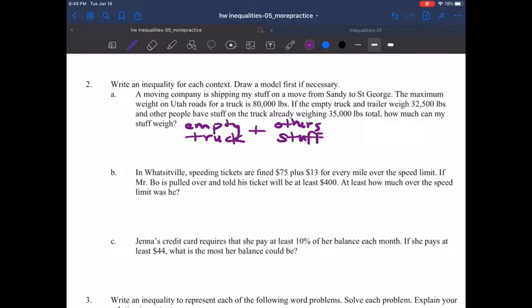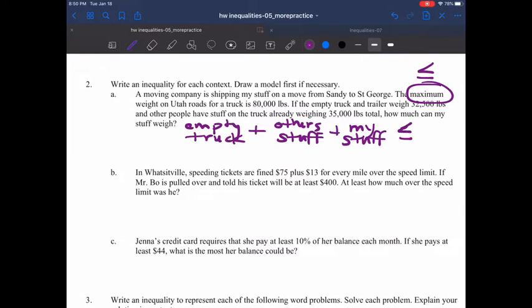And that's already on the truck. And then I have my stuff that I'm going to pack. And all of that has to be, let's see, we have a maximum of 80,000 pounds. So maximum is one that's like budget. It means I'm going to use less than or equal to. So that's going to be my symbol.